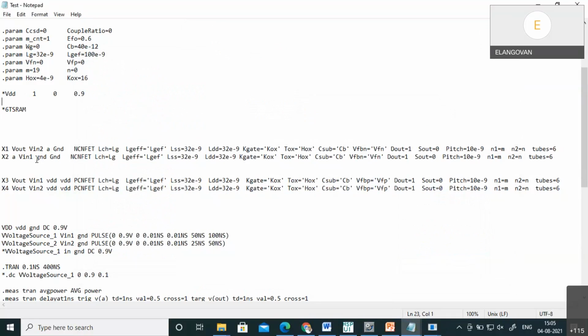So I'm changing my P MOSFET chiral vector as M is equal to 16, M is equal to 16, N equal to 0. For N MOSFET, it is 19 only. So I'm using this chiral value. How is it varying the power? Let me check.